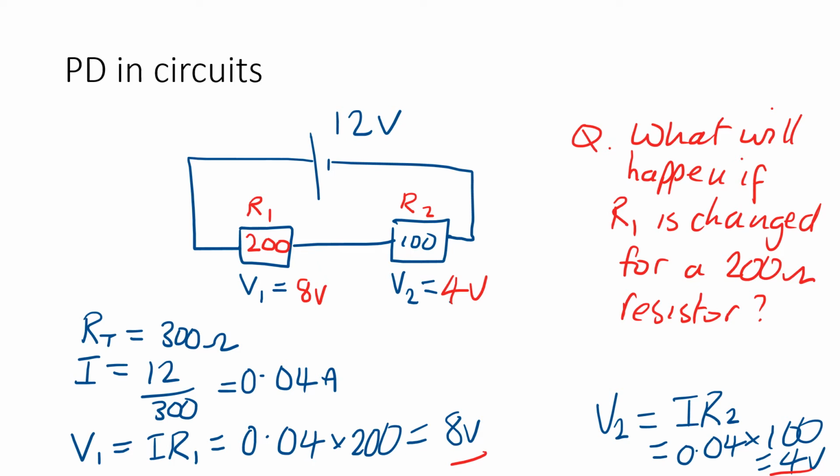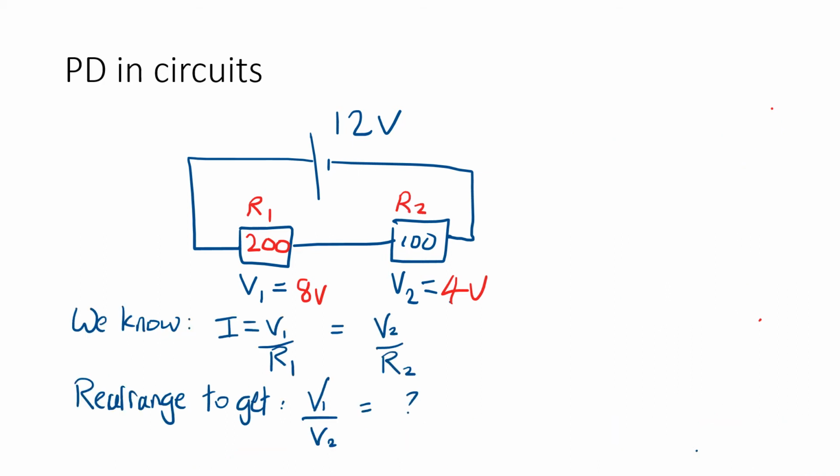In general, the bigger resistor compared to the other one has the higher share of the total potential difference across it. We know that the current in the circuit, I, equals V1 over R1, and that also equals V2 over R2. So if we were to rearrange V1 over R1 equals V2 over R2 to get V1 over V2, what would that equal? Let's pause the video and have a go at that.